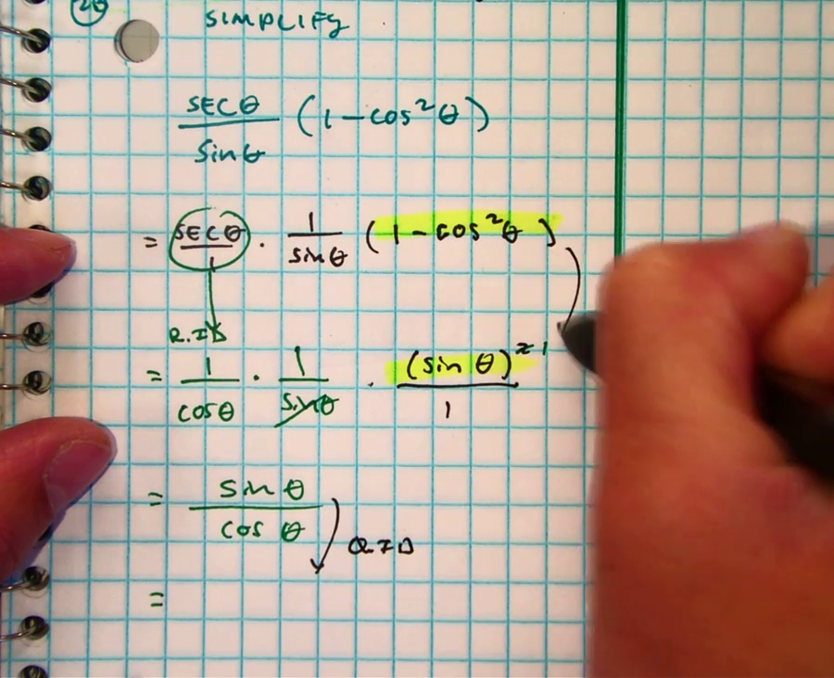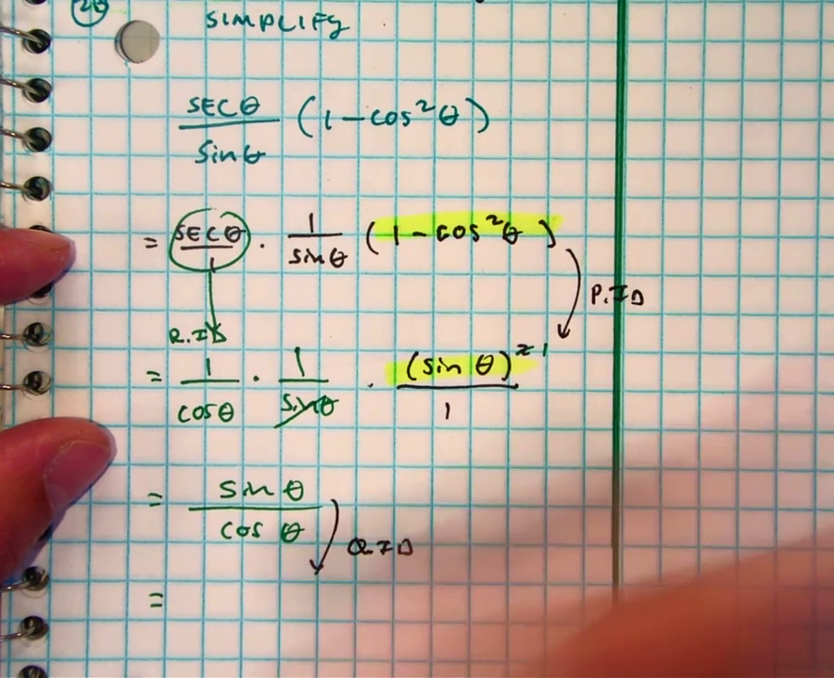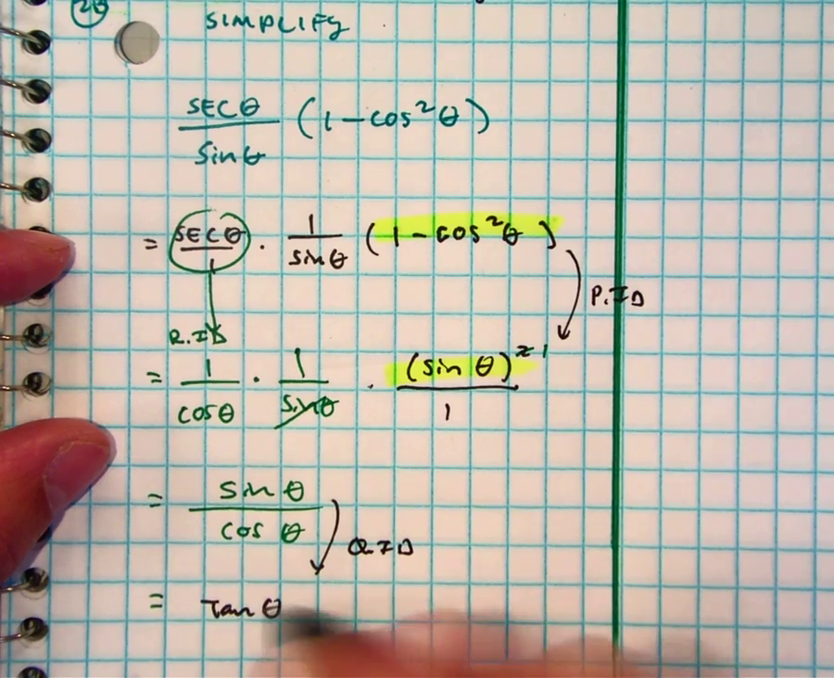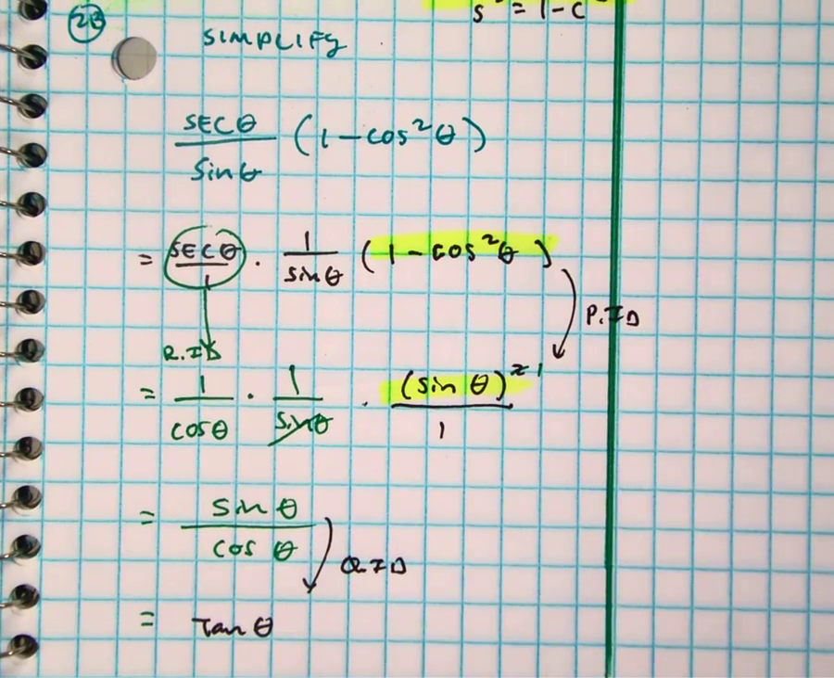So here to here, that was my Pythagorean identity. And my answer is tangent of theta. Raise your hand if you got that.